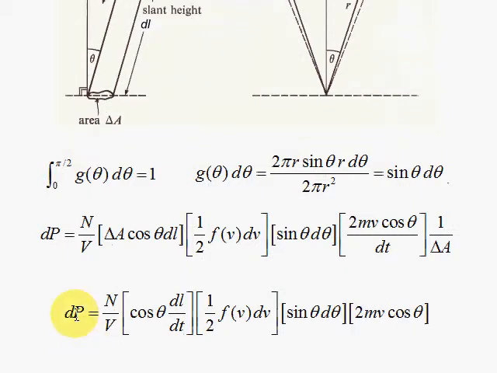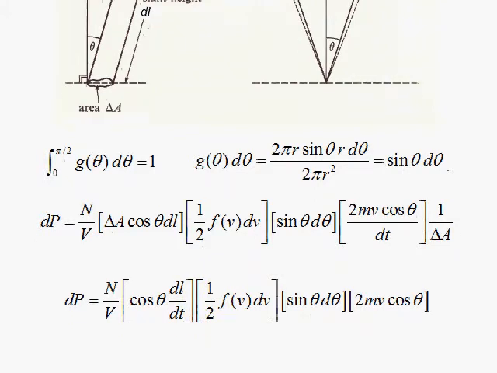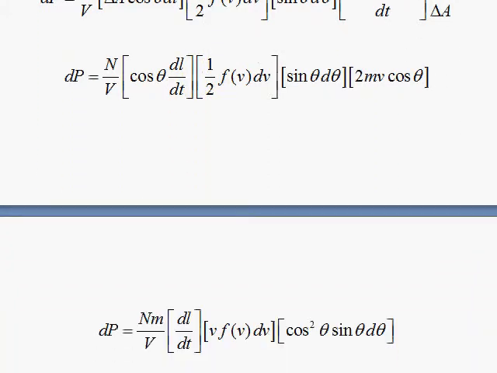So the partial pressure from this combination, I now notice that the delta A's cancel. They're gone. And I have dl dt, which I put over here and left everything alone. And then in the next step, I see that I can grab all the angle stuff, cosine squared theta, sine theta, d theta. I can move the constant m over to the far left. The 2's cancel. And the velocity I'll move in front of the function of v, because I'm getting set up to do an integral here.